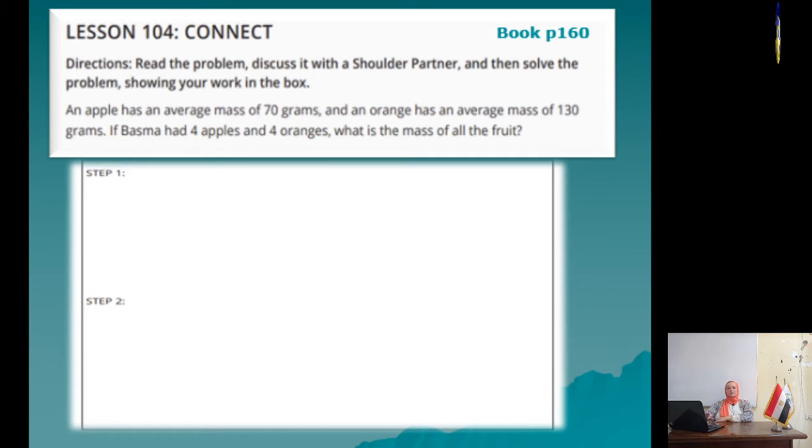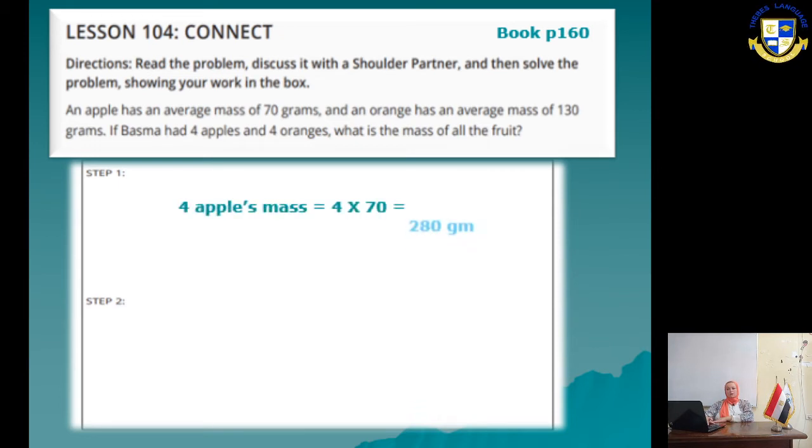Mass means like the weight, okay? The weight of the apple is 70 grams and the weight of the oranges is 130. Now I want to find the weight of the 4 apples and the weight of 4 oranges. To find the weight of 4 apples, we are going to make 4 times 70. 4 times 70 equals 280 grams.